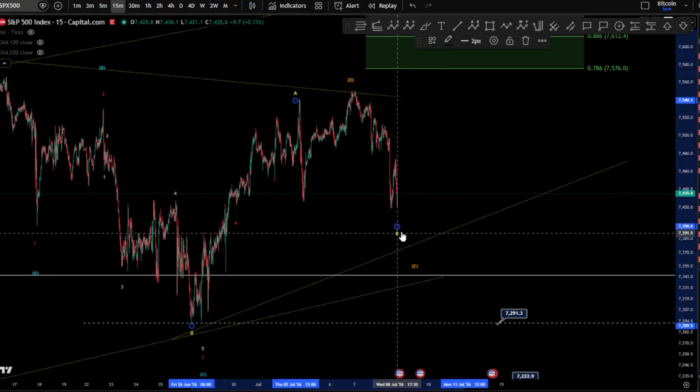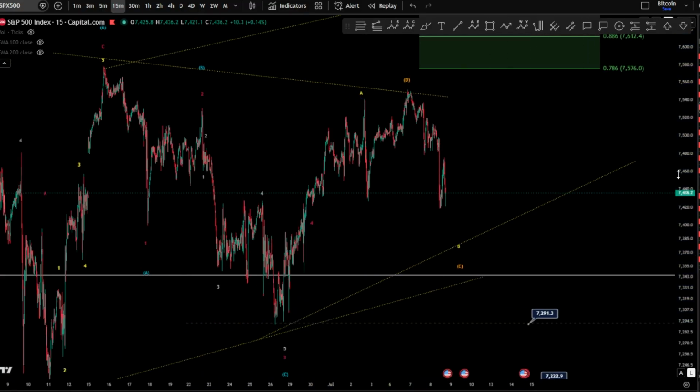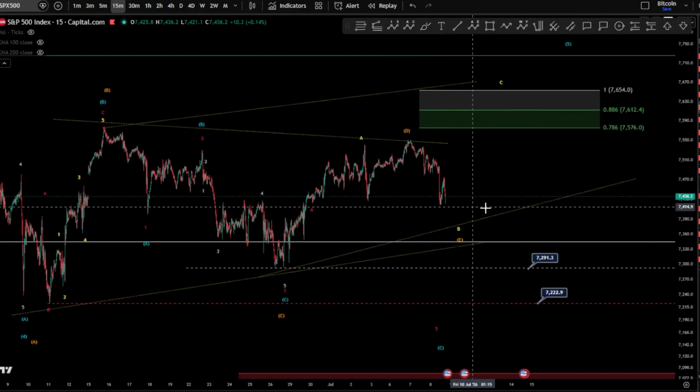Would it be a wave E or a wave B? Well, still, of course, possible. So we're not yet done from the bullish or the sideways correction. We'll see what's going to happen, guys.